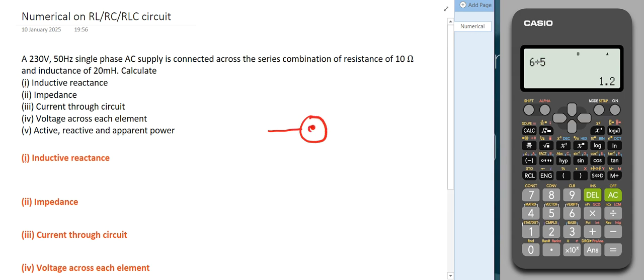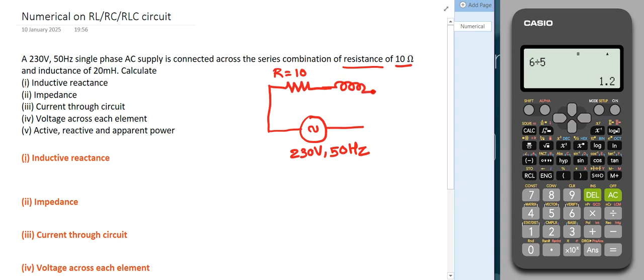In this case, what is given? A 230 volt 50 hertz single phase AC supply. So this 230 volt RMS value is connected across the series combination of resistance 10 ohm, that is R is equal to 10, and inductance of 20 millihenry. So L value is given in terms of millihenry. So this is the given data.